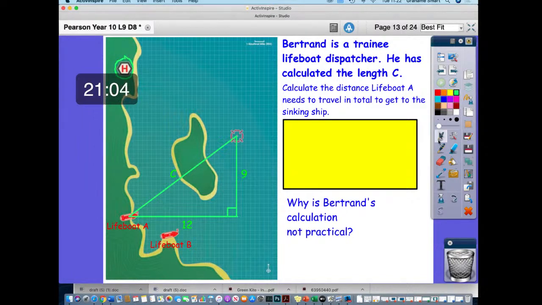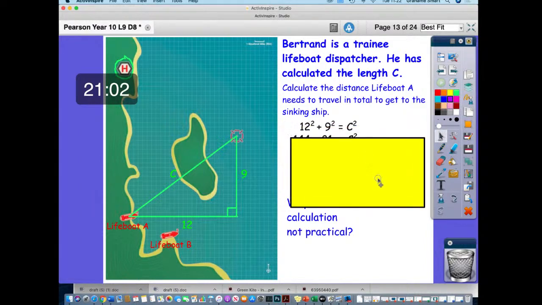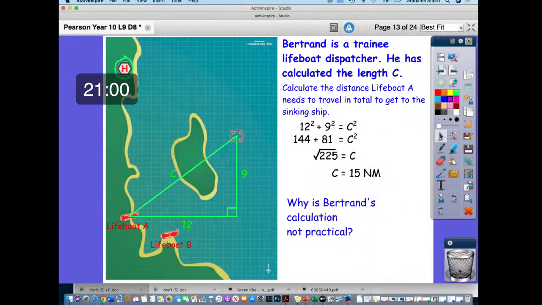Alright, let's have a look at this one then and reveal it. Okay, there's the calculation. Nice easy one actually, it comes out with nice easy whole numbers. So 12 squared plus 9 squared, I'm sure you all know how to do this. 144 add 81, so c squared is equal to 225, so the square root of 225 is going to be 15 nautical miles. But I did ask you, why is Bertrand's calculation not practical? Well, it's a boat, and what are we going across here?